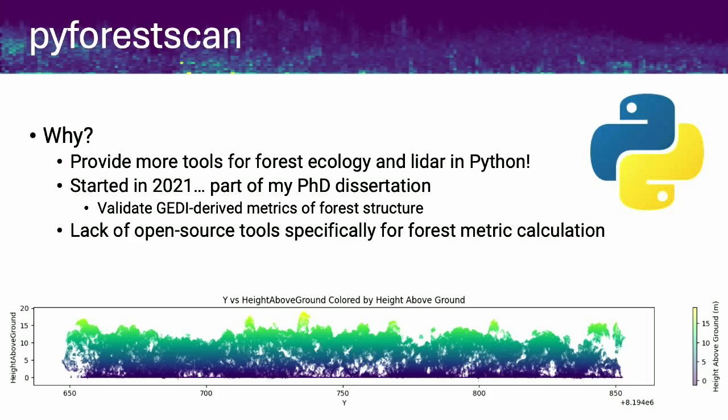At that time, I wanted to validate a lot of the GEDI-derived metrics. So a lot of the metrics that PyForestScan calculates are done in a similar way and mirror what the spaceborne LiDAR with GEDI provides. And there weren't many open source software tools that tackled these problems and provided easier solutions to calculate these metrics.